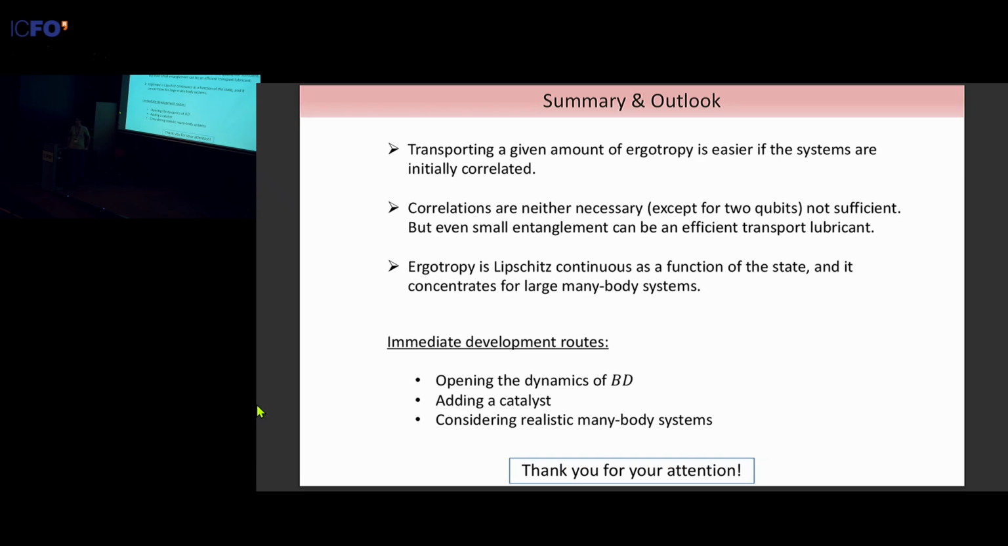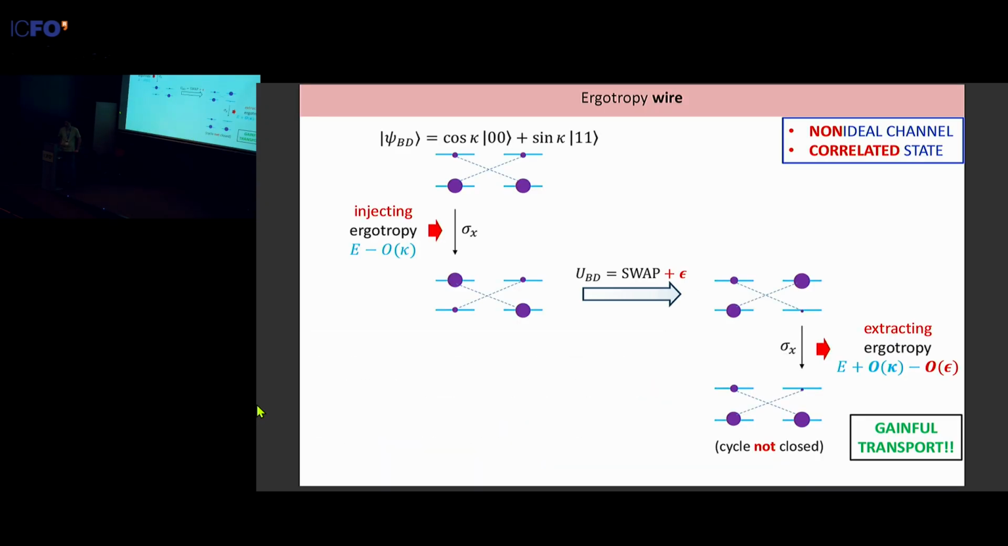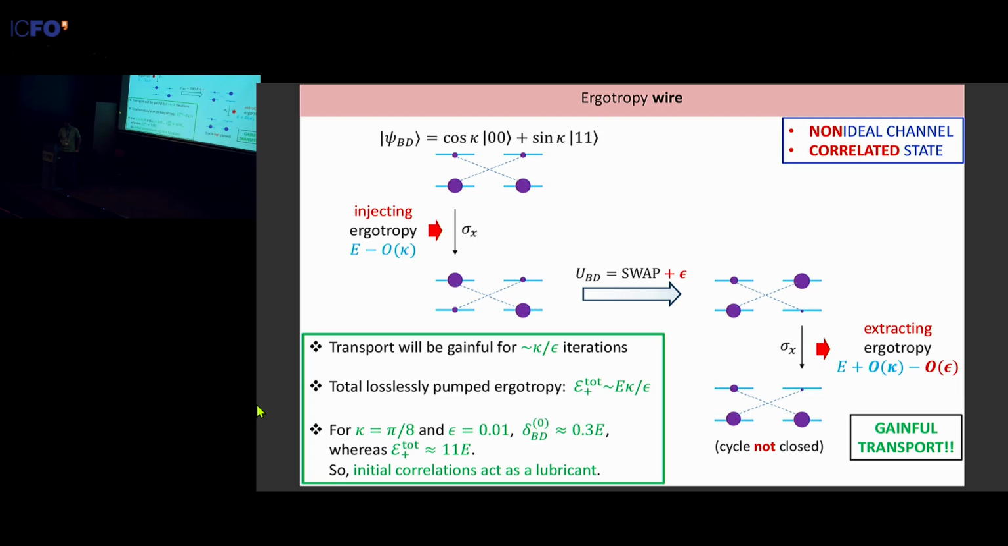Thanks for the talk. You show that if you have correlation in your states, then you can have the advantage for transport. So I wonder, at the end of this cycle, how the correlation changes after you do this amplification. Can you just keep doing this cycle and keep reusing this correlation? Thanks for the question. This is a very good question.